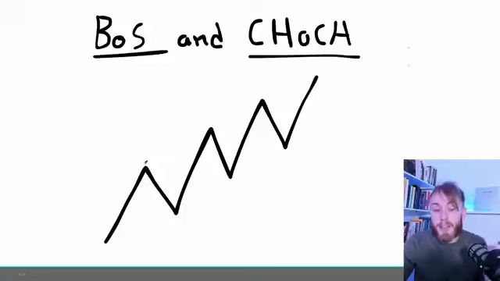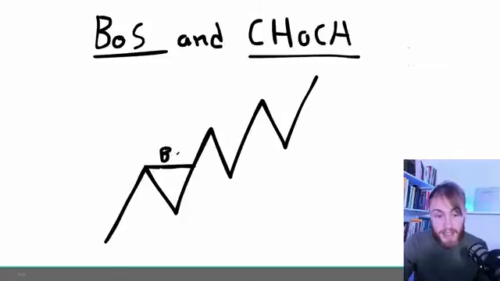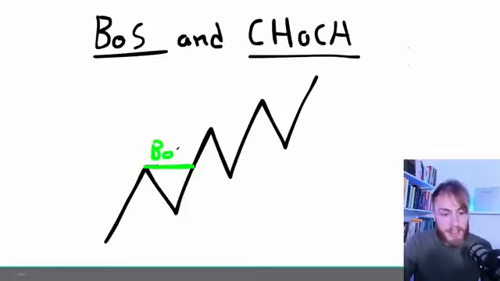Well, remember that a break of structure occurs when we break to a new high in an uptrend or break to a new low in a downtrend. So because we are in an uptrend right here, the break of structure will actually occur when we break to a new high in the uptrend. So this right here is actually a break of structure. To make it a bit more clear, let's actually write in green right here.